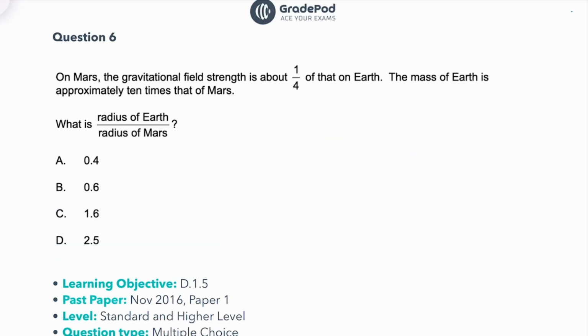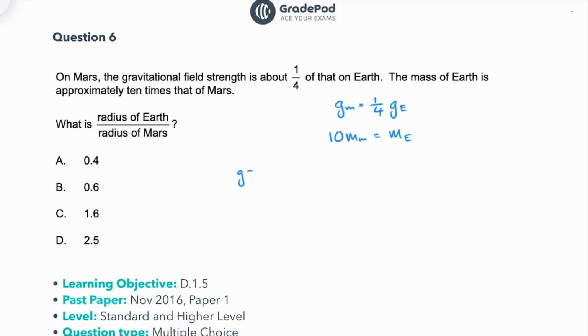Question 6. On Mars, the gravitational field strength is about a quarter of that on Earth. Okay, so gravitational field strength on Mars is equal to a quarter of the gravitational field strength on Earth. The mass of the Earth is approximately 10 times that of Mars. Okay, so 10 times the mass of Mars is equal to the mass of the Earth. What is the ratio of the radius of the Earth over the radius of Mars?